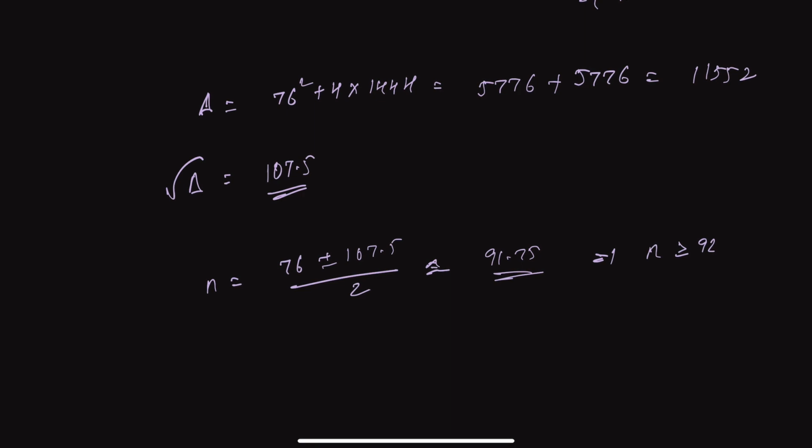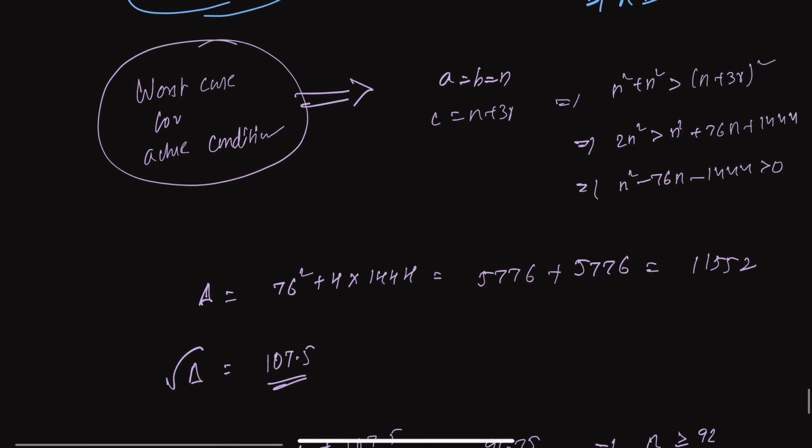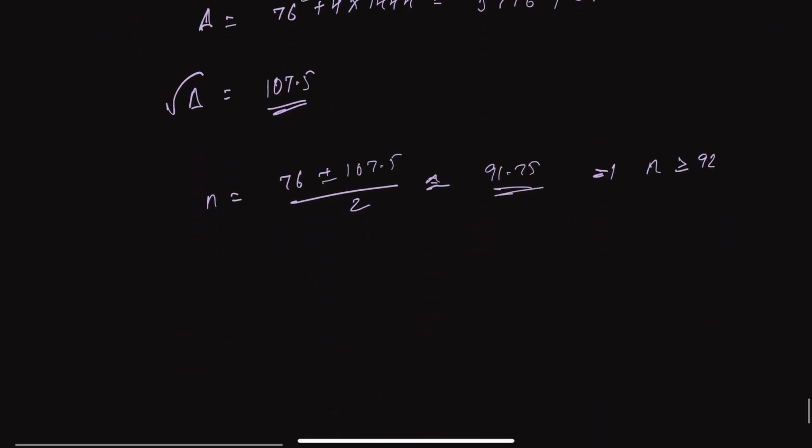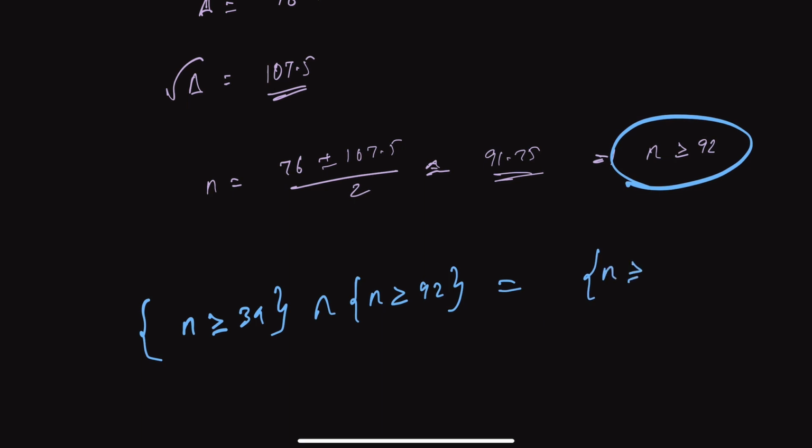We are asked about the smallest value of n for which these three numbers, not necessarily distinct, form the sides of an acute angle triangle. Here the worst case gives n greater than or equal to 39, and here we get n greater than or equal to 92. The intersection of these two is n greater than or equal to 92. So the smallest value of n that satisfies this property is 92.